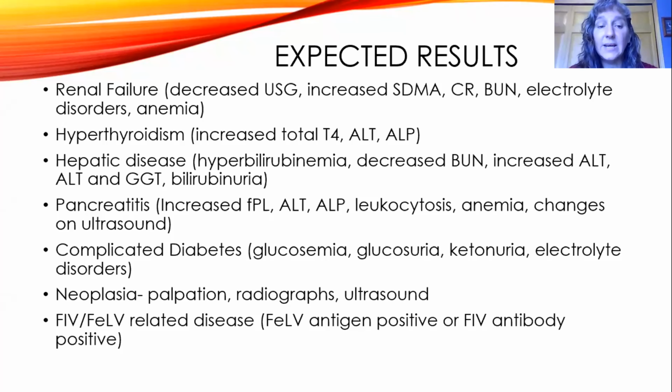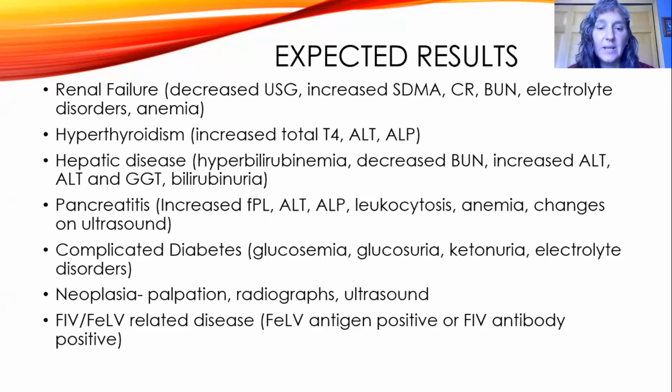For pancreatitis, you will see an increase in that fPL. You may also see some increases in the liver values, ALT and ALK Phos. On the CBC, you can see a leukocytosis and possibly an anemia. And then if you're able to do an ultrasound, you will see changes on that as well.